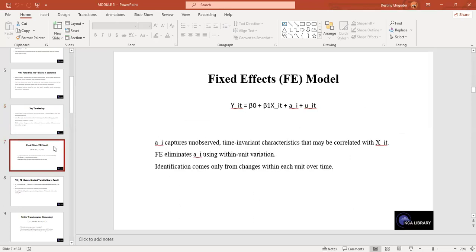Now let's look at the fixed effects model. This is the equation. A subscript i, that is this particular term here, captures unobserved time invariant characteristics that may be correlated with X. FE eliminates A using within unit variation. Identification comes only from changes within each unit over time.